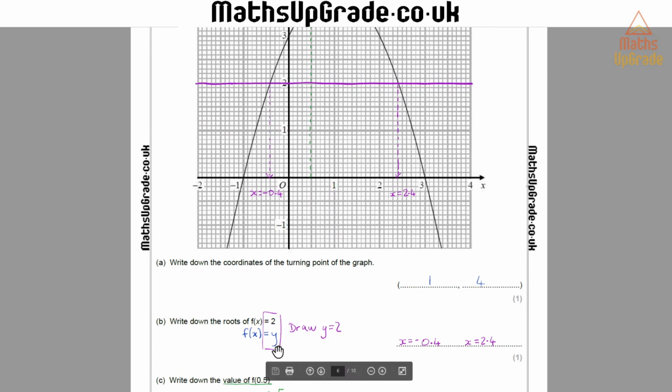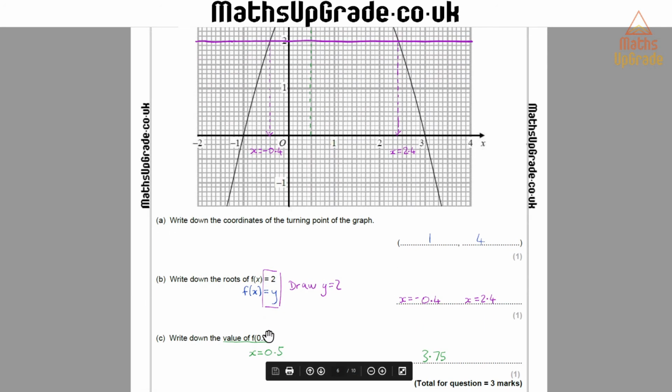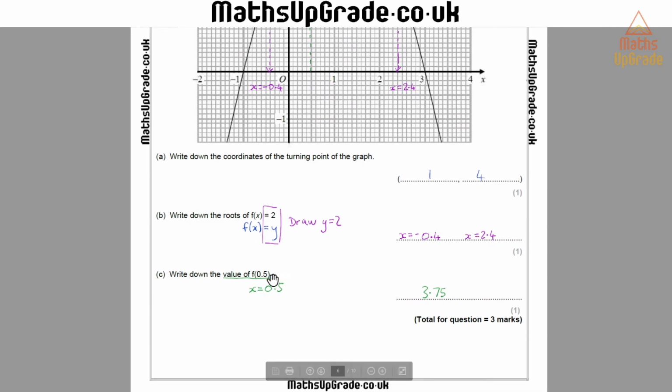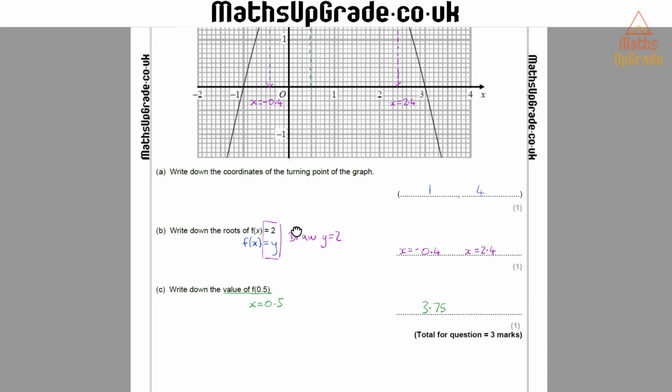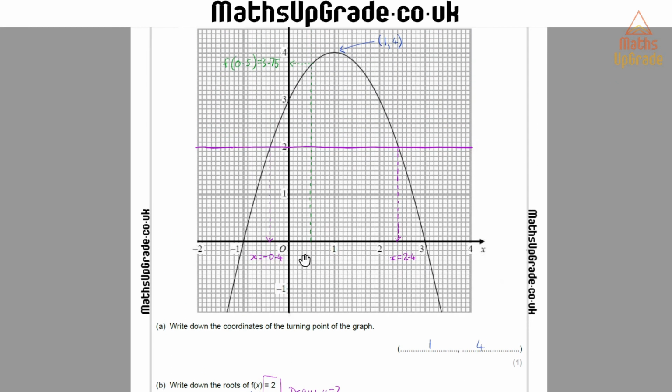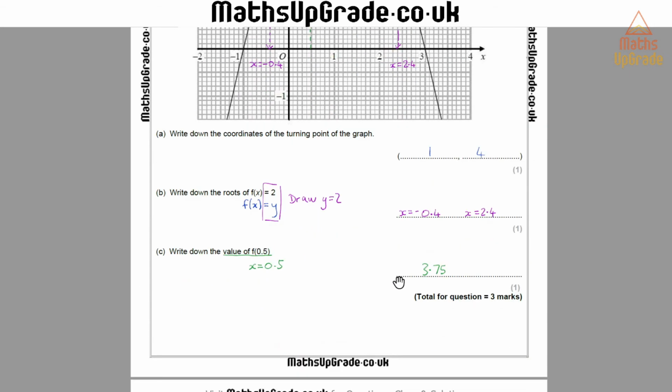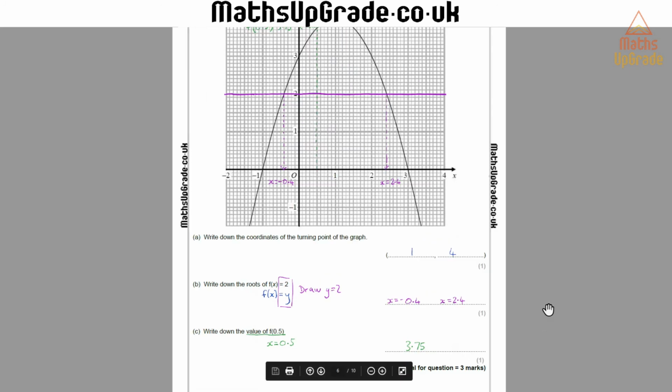Lastly, we need to write down the value of f of 0.5. Since this is the graph of f of x, you can see f of 0.5 is where x is going to be 0.5. So where does x equal 0.5? Here's x equals 0.5. So where does that cut the curve? It cuts it at 3.75. So the value is going to be 3.75. And that question was 3 marks.